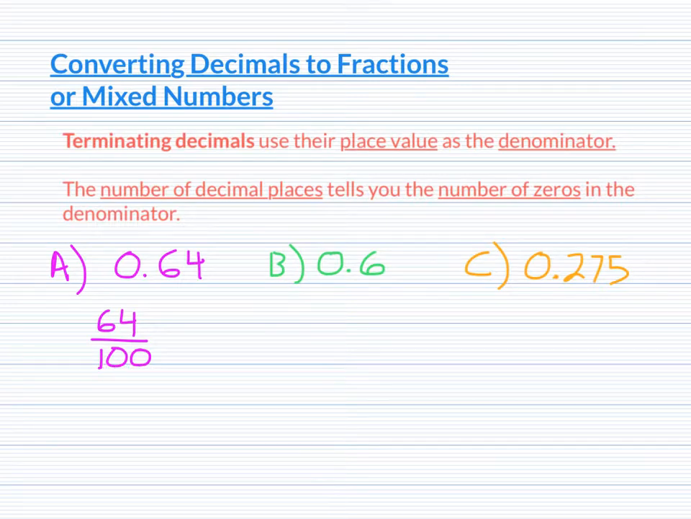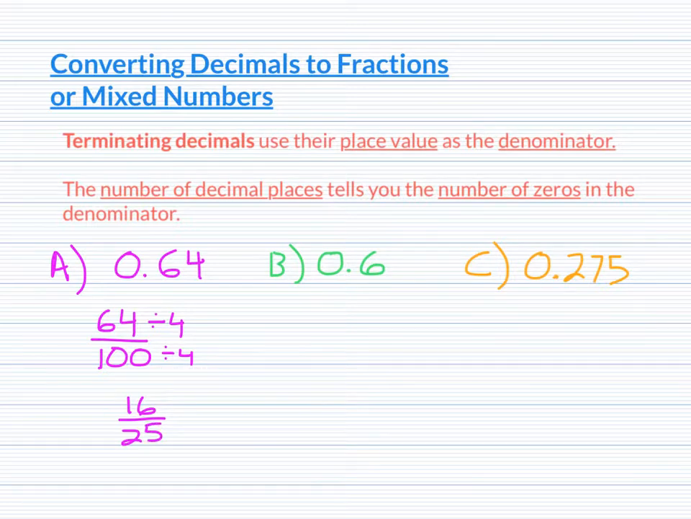So we have a fraction here, but we always want to make sure that our fractions are written in simplest form. And to do that, I need to find a number that I can divide both 64 and 100 by evenly. I know 4 goes into 64 and 4 goes into 100, so I can divide both of these by 4. Now 64 divided by 4 gives us 16. 100 divided by 4 gives us 25.